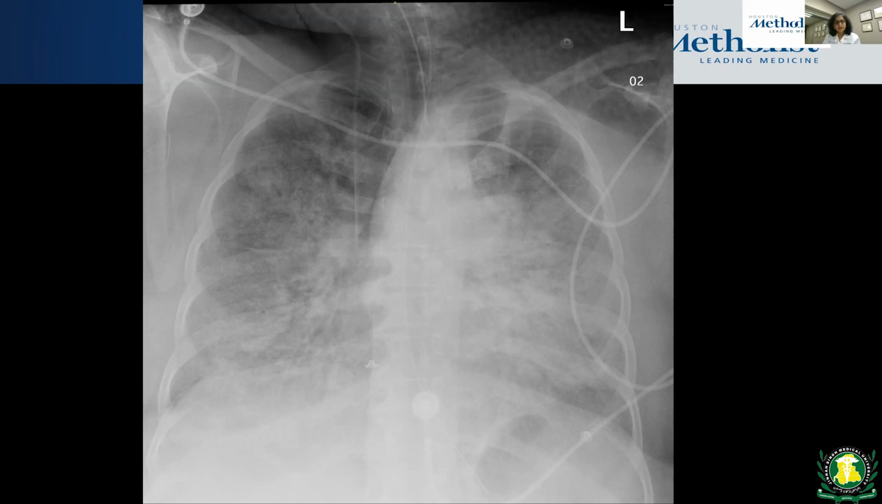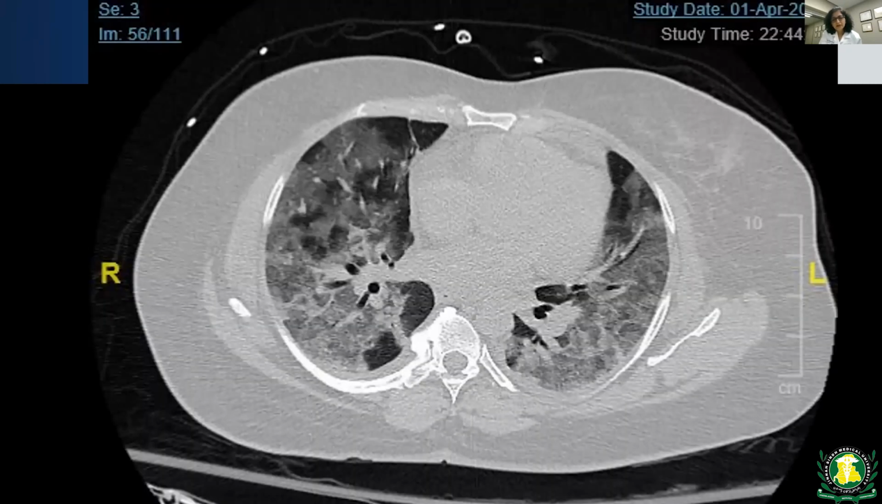She went from 2 liters to 4 liters nasal cannula to 6 liters and then to 100% non-rebreather. She also was breathing very fast and had extreme respiratory distress. She got intubated, and as you can see here, she's intubated on arrival to the ICU. And her chest X-ray shows diffuse bilateral infiltrates consistent with ARDS. This was the findings on her chest CT.